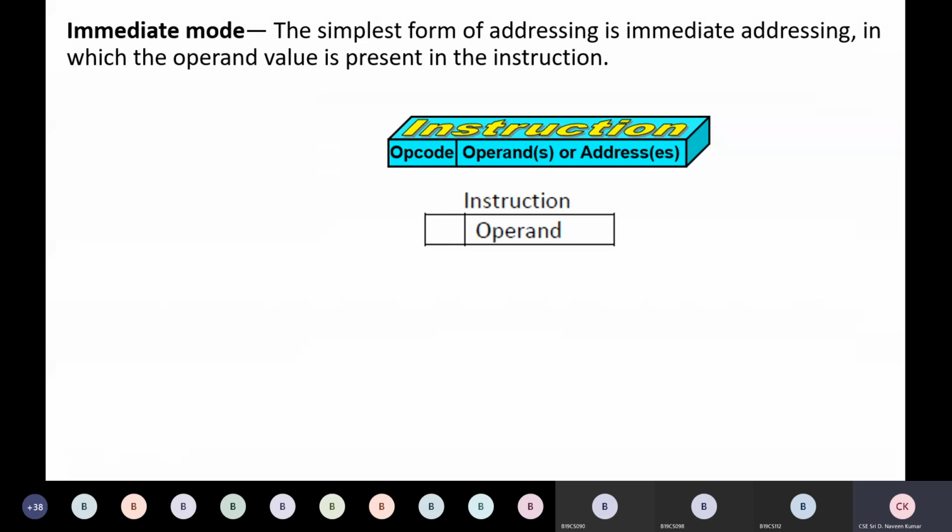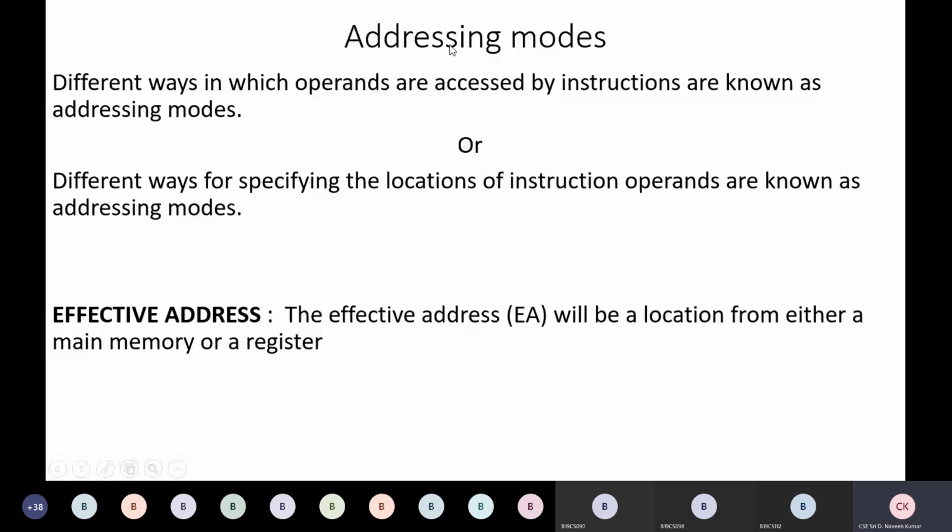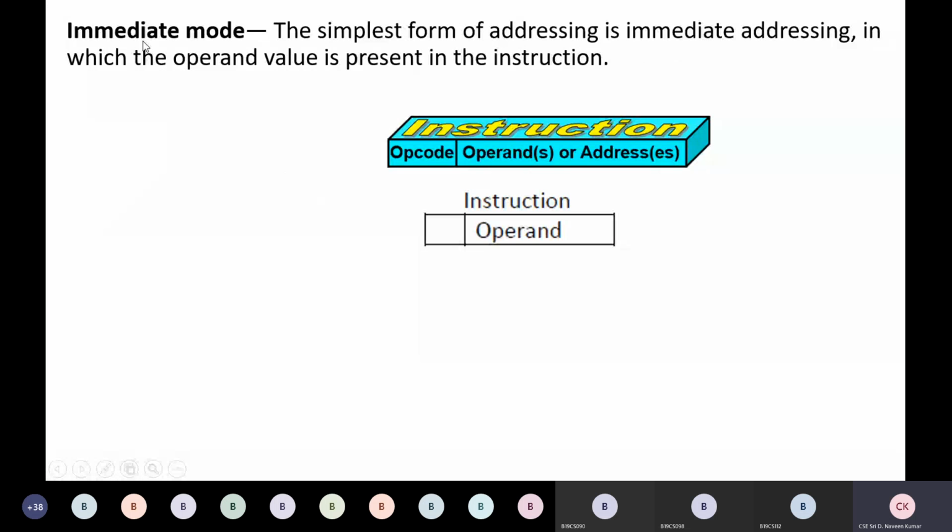Okay, done. Now we will look at the various addressing modes. The first addressing mode we have is the immediate addressing mode. What is this immediate addressing mode? This is the simplest form of addressing mode, in which the operand value is present directly in the instruction. In the instruction format, an instruction starts with the opcode, and then it contains operands or addresses. So here, in the operands part, we directly have a value.